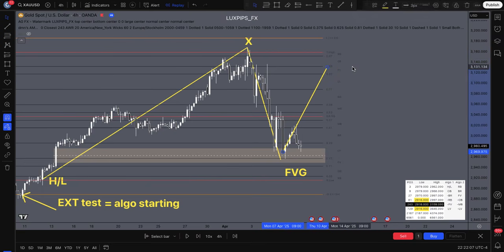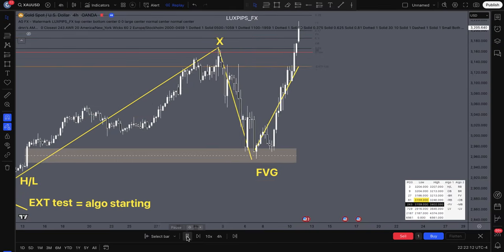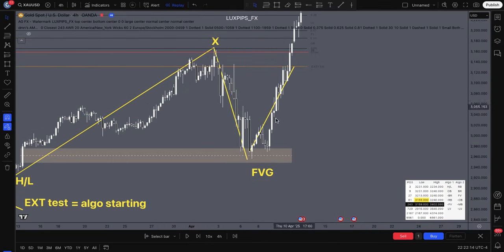Put it right here, the order block. Let's do that again. Let's see what happened. Perfectly. Went straight through it, guys.